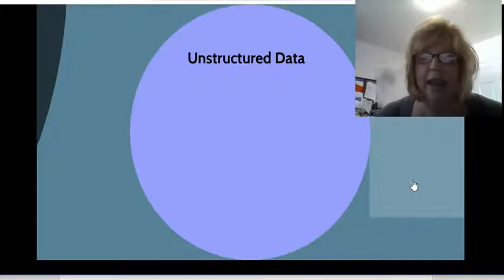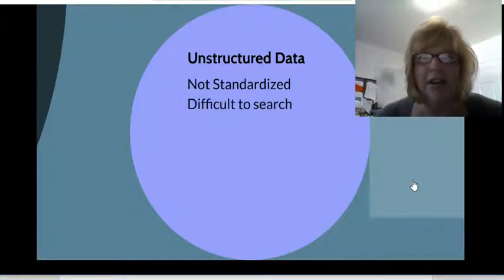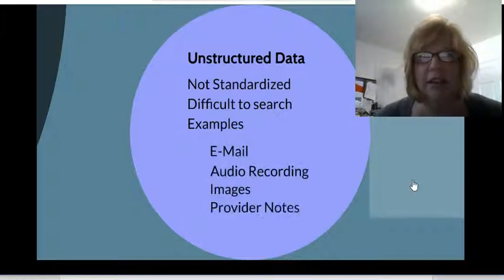Unstructured data is not standardized. The random or wild design of unstructured data makes it difficult to search. Unstructured data includes emails, audio recordings, images, and physician notes. Regardless of the difficulty in extracting unstructured data, it still contains important information that offers valuable insight into the quality and outcomes of healthcare.